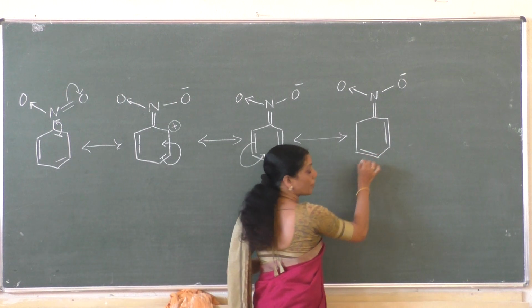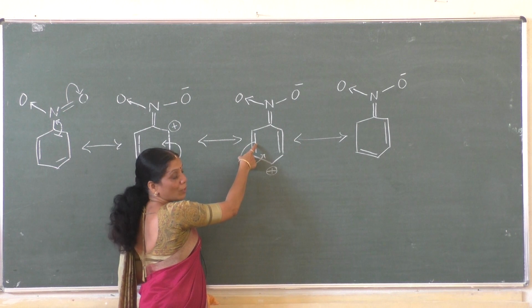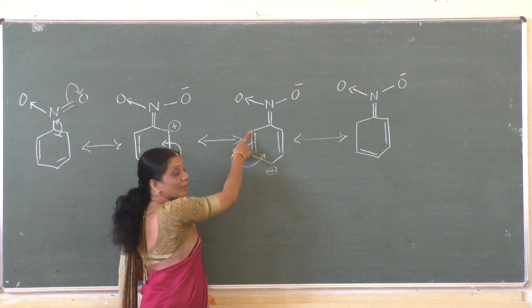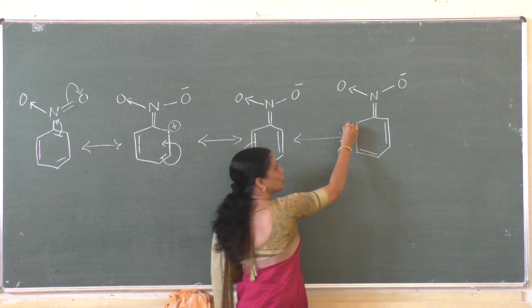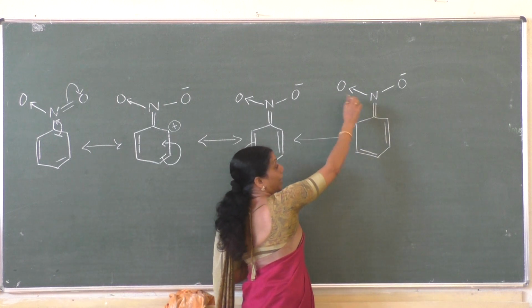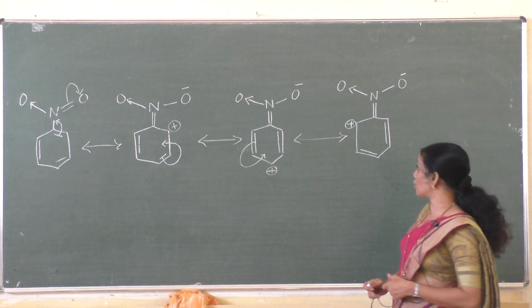A new bond is formed here. No loss to this carbon atom. Whether the pi bond is present here or present here, no loss to this carbon atom. Loss of electron takes place to this carbon atom. What should I write now? Plus. Understood? Now, again, to attain stability, further delocalization takes place. Shift of electron takes place.